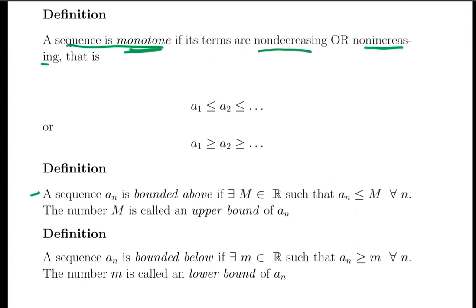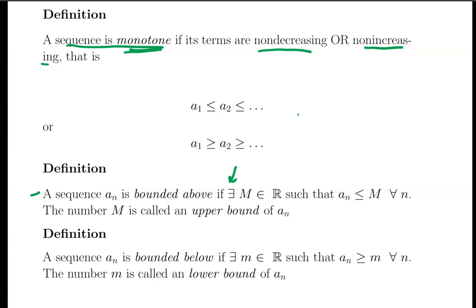So we say a sequence is bounded above if there exists, that's what that means, right? If there exists an m, which is a real number, such that a_n is less than or equal to m for all n, okay? If that's the case, then we say m is an upper bound.